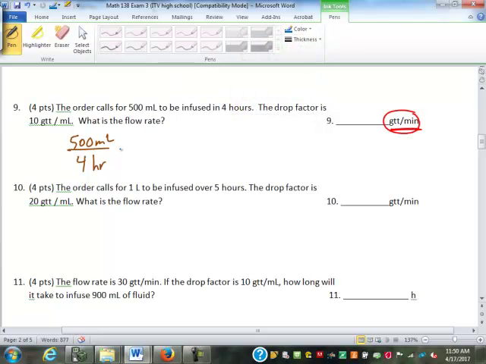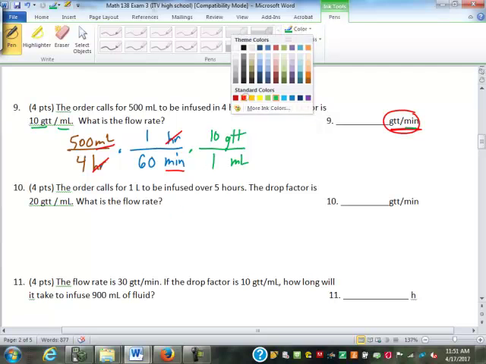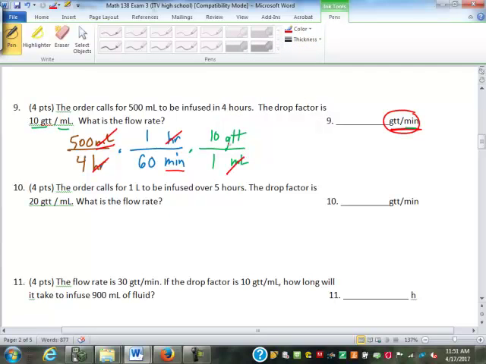Usually I go after the time first, so I'm going to get rid of hours. Hours are on bottom, so I'm going to put the hours on top. I'm going to convert to minutes. 1 hour is 60 minutes. So we can cross off the hours. They've canceled out. We are now in milliliters per minute. I want drops per minute, so I have to get rid of milliliters. And I have 10 drops per milliliter, so I do have that direct conversion from 10 drops to 1 milliliter. So now the milliliters cancel out. Now I have drops on top and minutes on bottom, which is what I want.